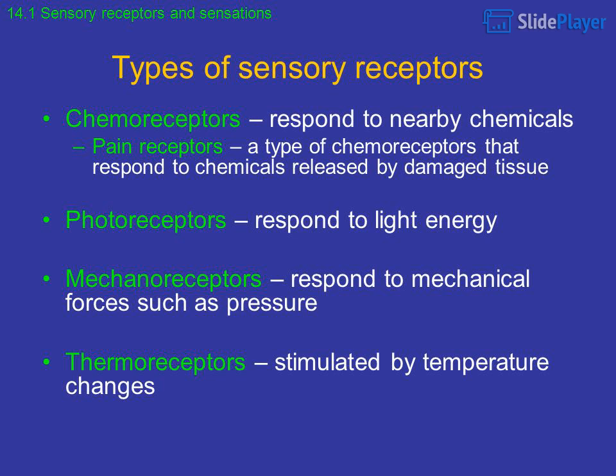Types of sensory receptors. Chemoreceptors respond to nearby chemicals. Pain receptors, a type of chemoreceptor, respond to chemicals released by damaged tissue. Photoreceptors respond to light energy. Mechanoreceptors respond to mechanical forces such as pressure. Thermoreceptors are stimulated by temperature changes.